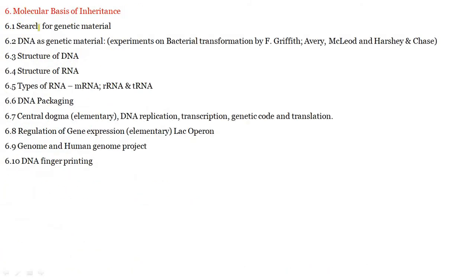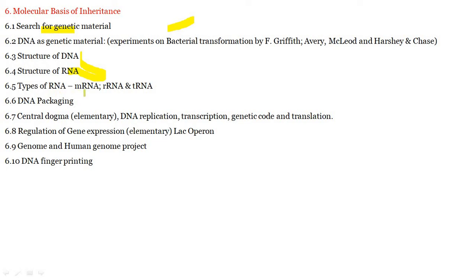Molecular basis of inheritance. Search for genetic material, DNA as a genetic material. Experiments on bacterial transformation by Frederick Griffith, Avery, MacLeod and McCarty, and the Hershey and Chase experiment. The structure of DNA, the structure of RNA.